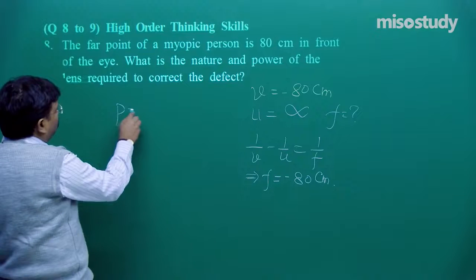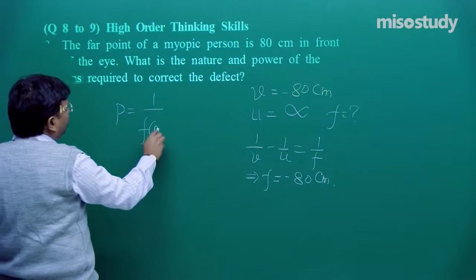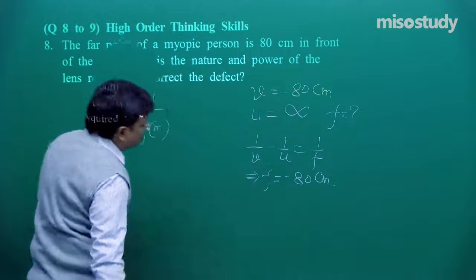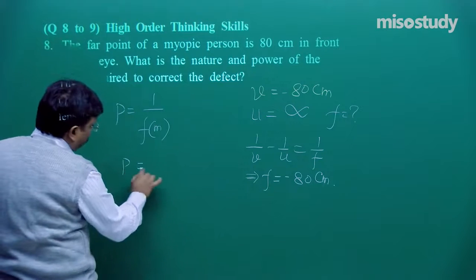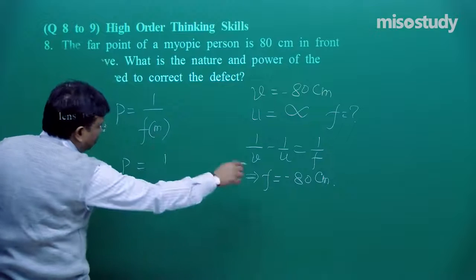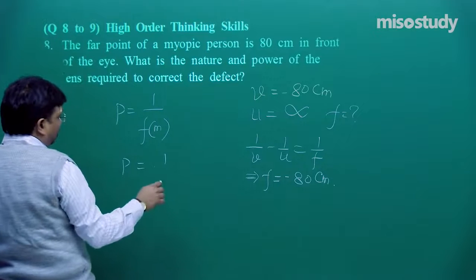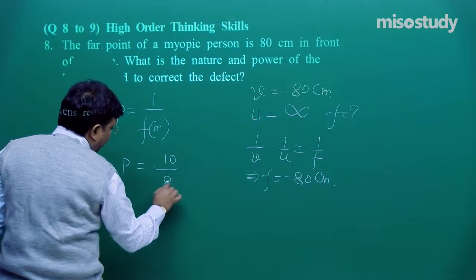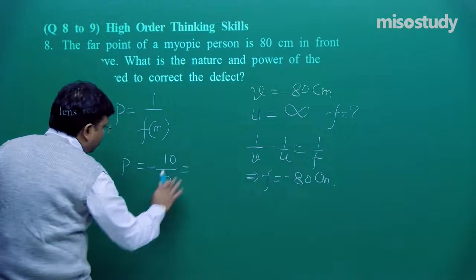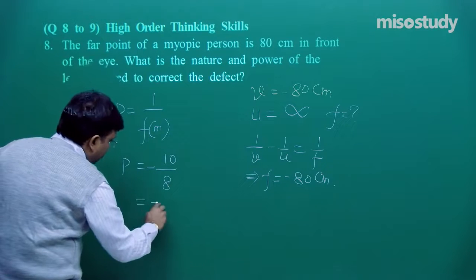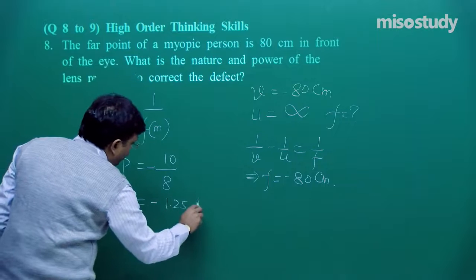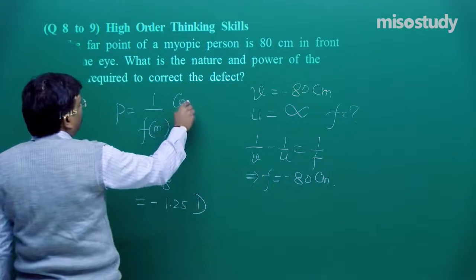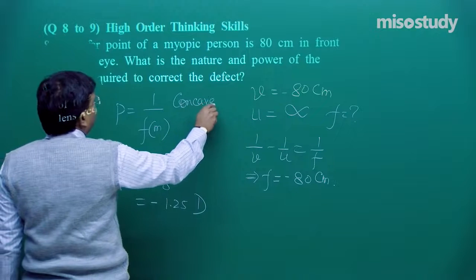So, power is 1 upon F, that too in meters. So, this 80 centimeter is going to be 0.8 meter. So, P is equal to 1 upon minus 80 into 10 to the power minus 2. So, it will give me 10 upon 8 with a minus sign, that is minus 1.25 diopter. And it is minus, so you need a concave lens.